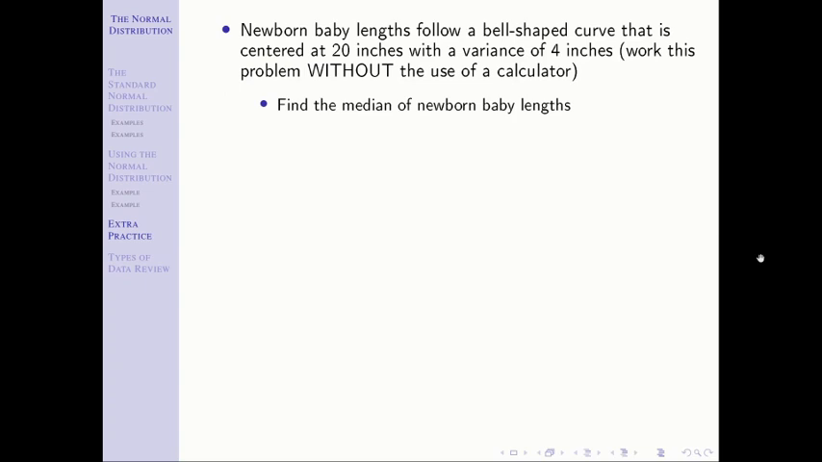Find the median of newborn baby lengths. Now, again, on the first 3 problems, the question is find the probability of. So I started off with, okay, probability statement, capital P, open up my parentheses. This question does not say that. It says find the median. We need to be able to differentiate between find the probability of something, which means write a probability statement, and find some cutoff.